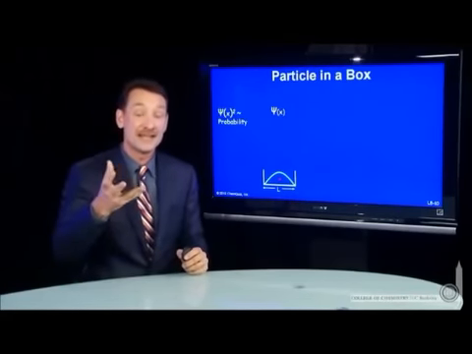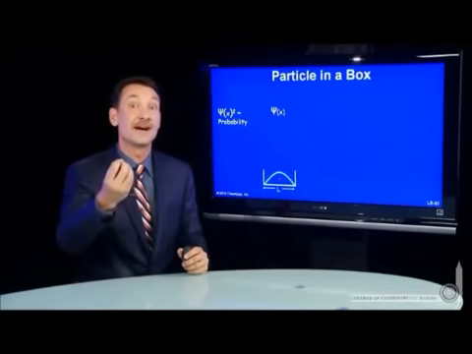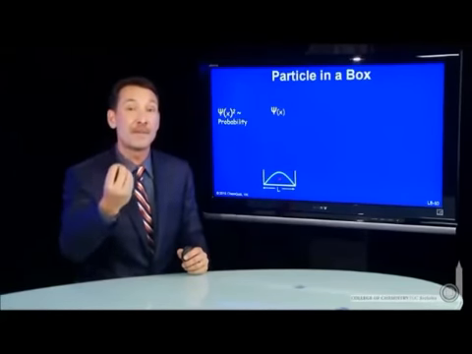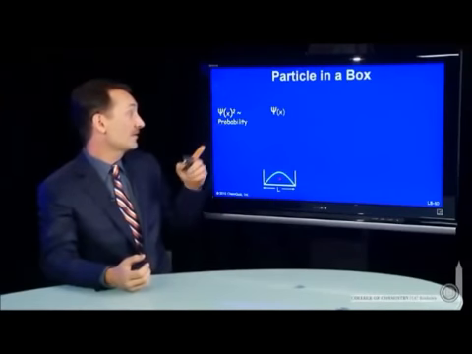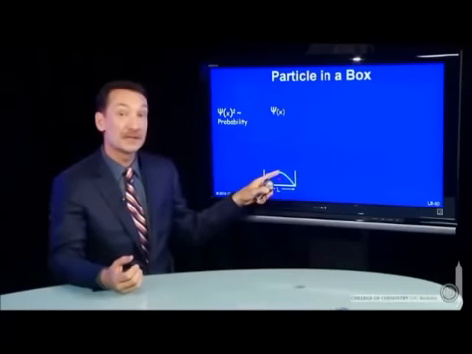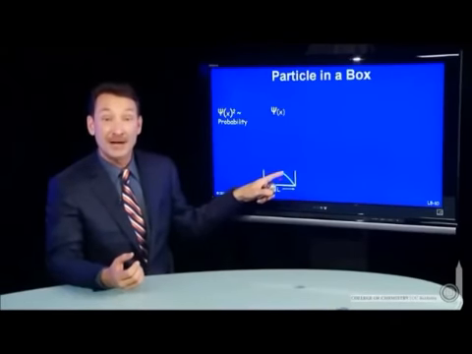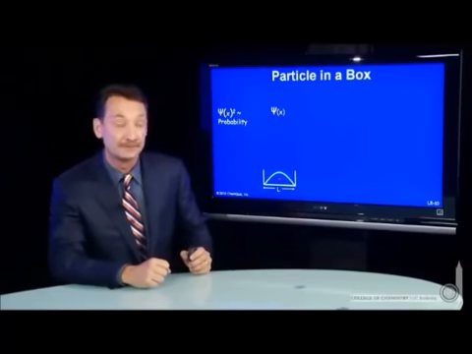Now, we've already said that the intensity of the wave squared is going to give us an indication of the probability of finding the particle. So psi squared gives us the probability of finding the particle. Clearly, in this case, the probability of finding the particle right in the middle of the box would be very high if this particle behaves like a wave.